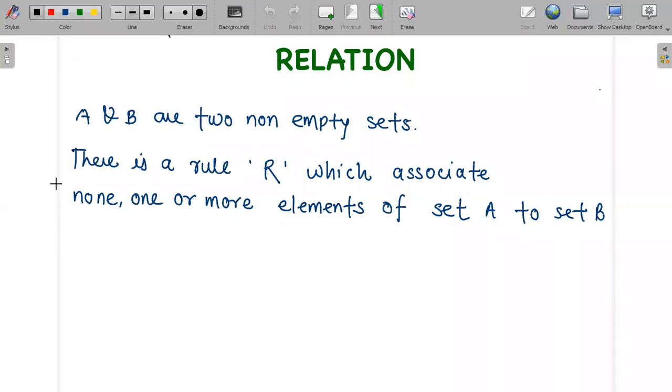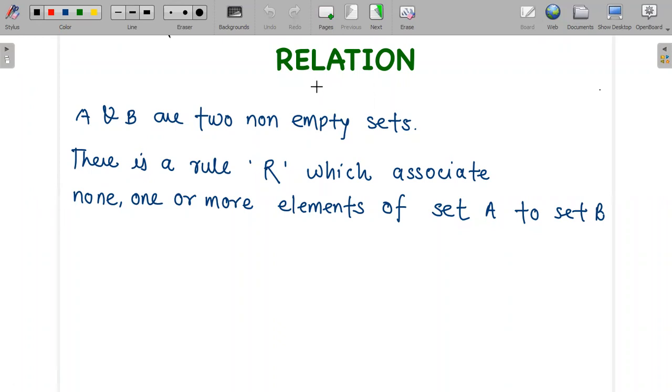Hello students. In this lecture, we are going to quickly revise what a relation is, what the types of relation are, and how we define a domain, codomain, and range for a relation. So without any further ado, let's get started.